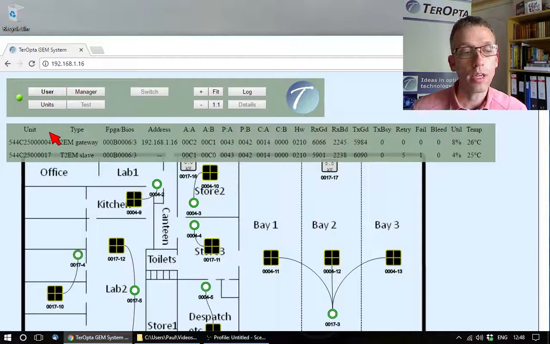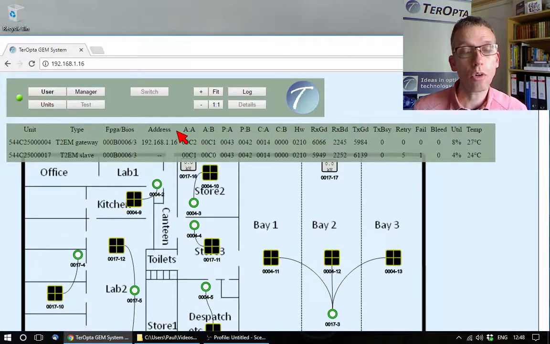GEM network. In my case I only have 2 units in the list, and that's because there are only 2 units in the network. The first column here is the unit serial number. The second column is the type of unit that's equipped, and then there's a lot of information on the hardware and software revisions associated with each unit.